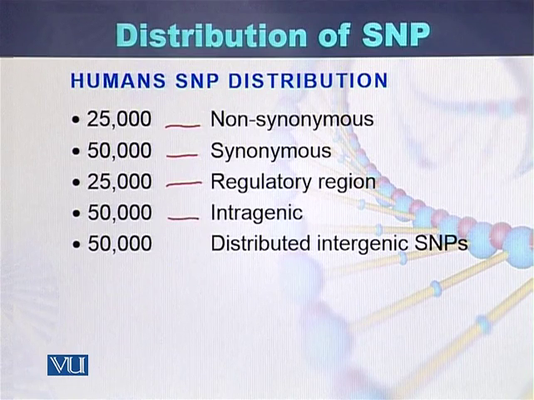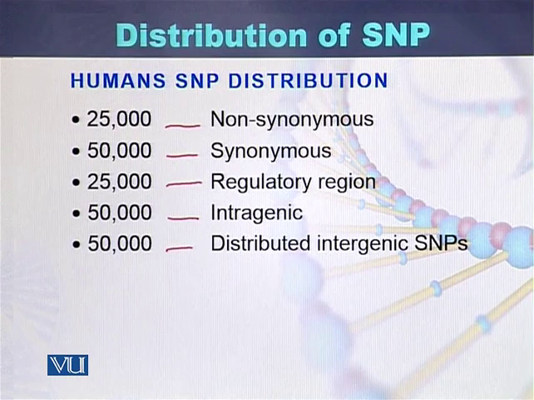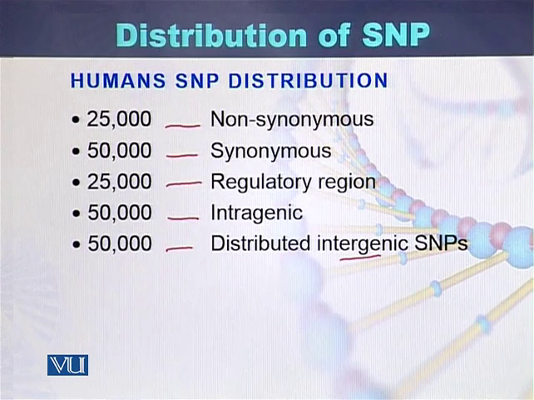50,000 are the SNPs which are intragenic. Intragenic SNPs are those SNPs which are present on the DNA but between two genes. If the SNP is present between two genes, then it is called intragenic. While there are 50,000 SNPs which are distributed in intergenic. Intergenic SNPs are those SNPs which are present in the coding sequence of the DNA.